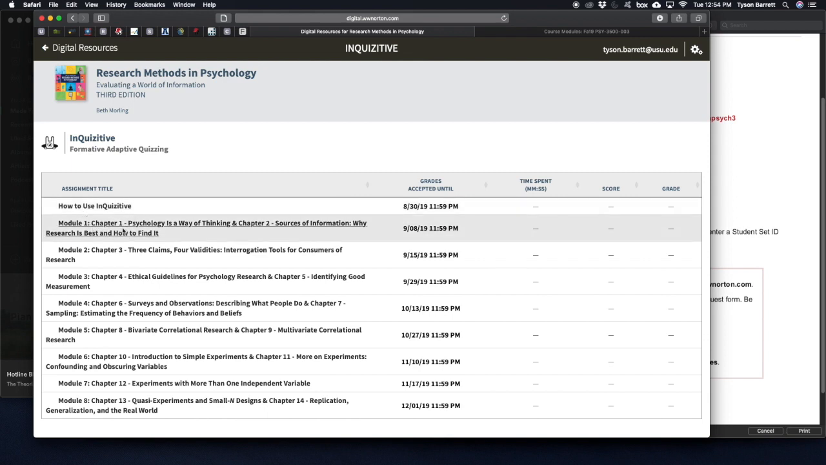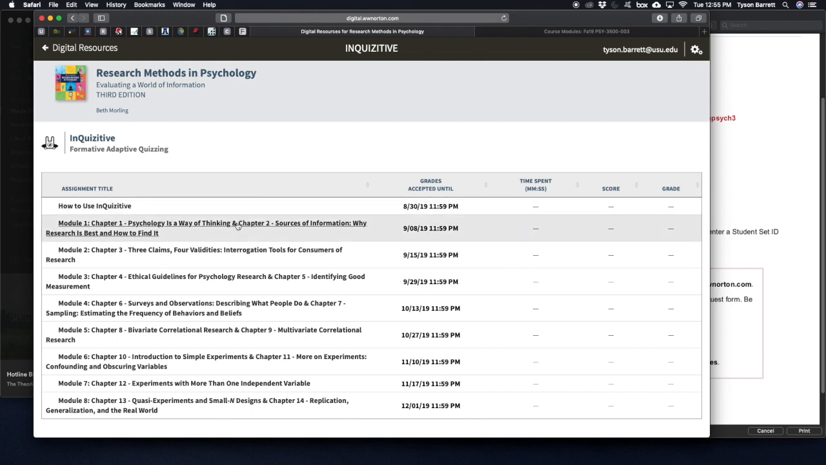And then this is Module 1, which covers Chapter 1 and Chapter 2. So this isn't due until the 8th of September. It gives you 2 weeks to complete it. Please take a look at it early after you're going through Chapter 1 and the lectures for Chapter 1. Take a look at it, see where you're weak.